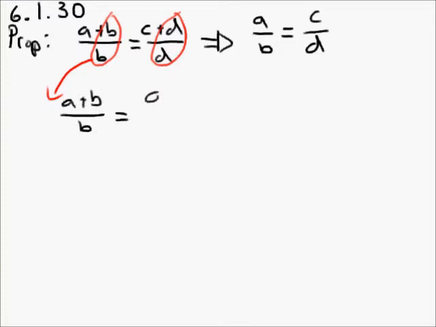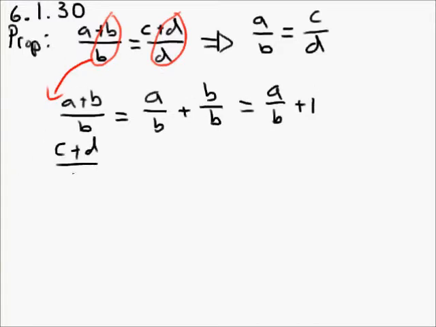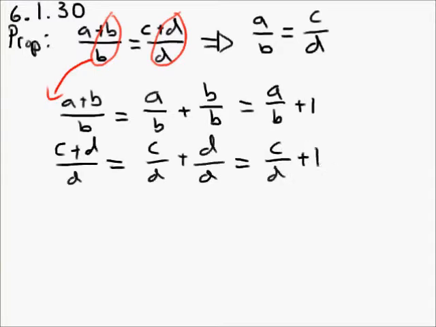I can distribute the division into the numerator there. So it's A divided by B plus B divided by B. That's A divided by B plus 1. Likewise, C plus D divided by D, I can distribute: C divided by D plus D divided by D. I get C divided by D plus 1.